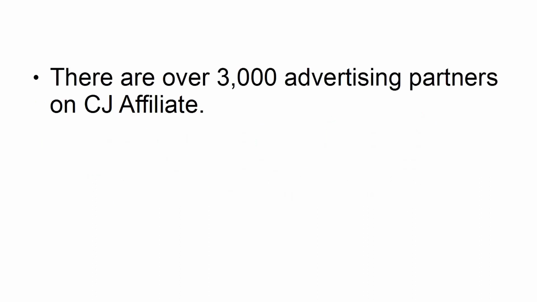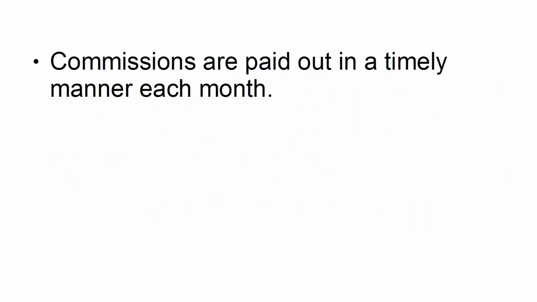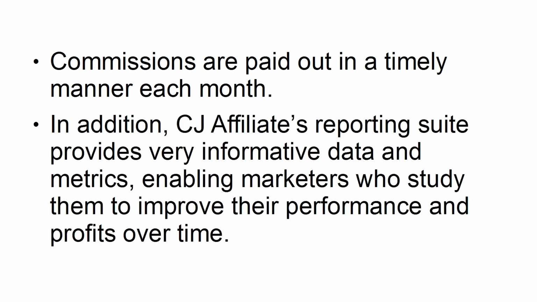There are over 3,000 advertising partners on CJ Affiliate. Most of the retailers on this platform provide various ad sizes, giving you better control of how the affiliate ads will appear on your site and/or blog. Commissions are paid out in a timely manner each month. In addition, CJ Affiliate's reporting suite provides very informative data and metrics, enabling marketers who study them to improve their performance and profits over time.